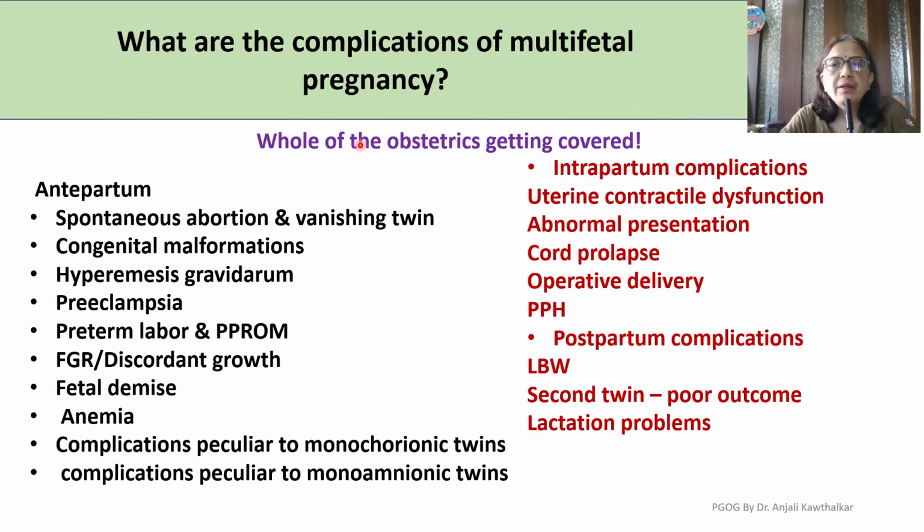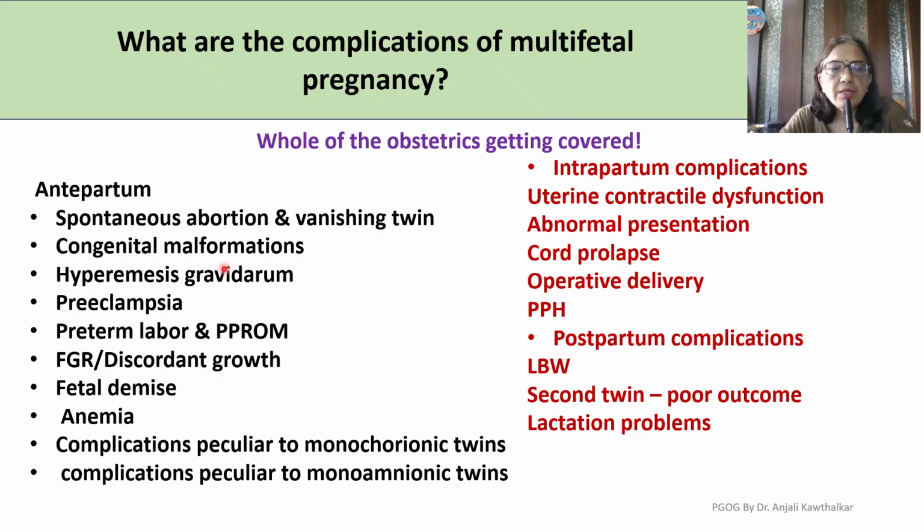Complications of multifetal pregnancy: all the major topics in obstetrics are getting covered. If we see the list of complications, that is how you can even remember the complications also. Whole of the obstetrics is getting covered. Antepartum: spontaneous abortion and vanishing twin, increase in congenital malformations, hyperemesis gravidarum, preeclampsia. Now, congenital malformations, remember that these are more with the monozygotic twin pregnancy, and especially monochorionic twins.